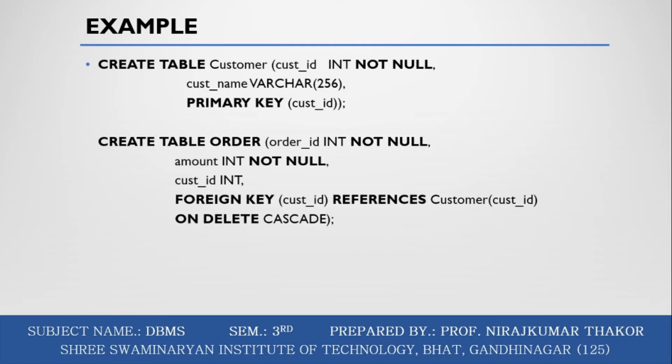Now these are examples where we have to create these tables using the primary key as well as the foreign key. The first one is create table customers, customer ID integer not null, customer name varchar, and the constraints. Here we have added the constraint as a primary key, primary key in brackets customer ID. Now the foreign key: create table orders, order ID integer not null, amount integer not null, customer ID integer. Now for the foreign key: foreign key customer ID references the customers customer ID on delete cascade.